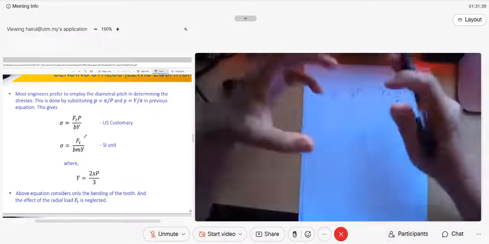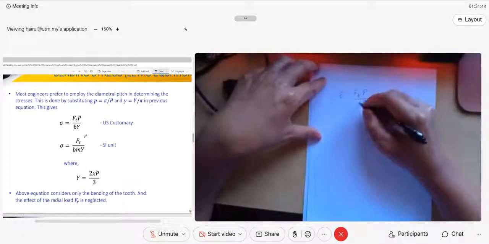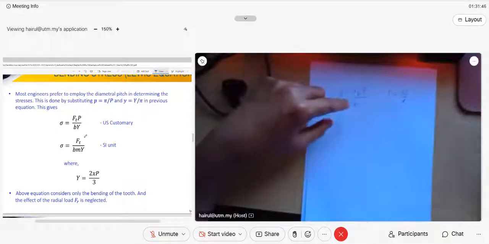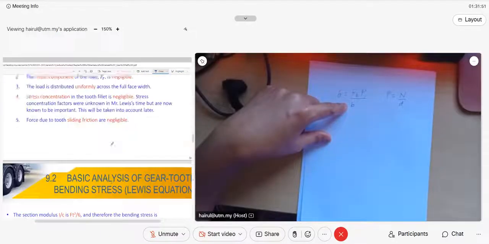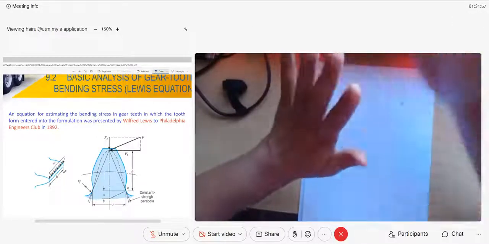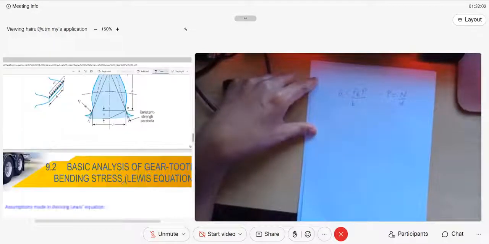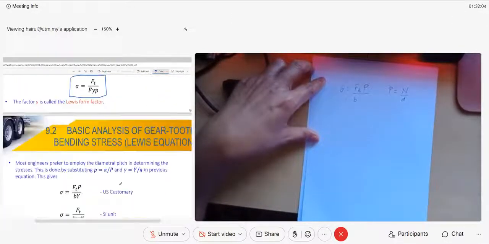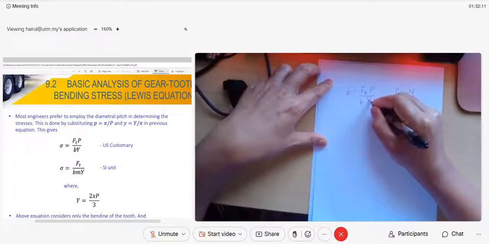So they rearrange the equation. The basic equation is F tangent times the diametrical pitch, over b. What is b? Small b is the face width, guys, the thickness of your gear. Understand? Small b is face width. So they rearrange the equation to become F tangent times the diametral pitch P, over b, times this one called Y.